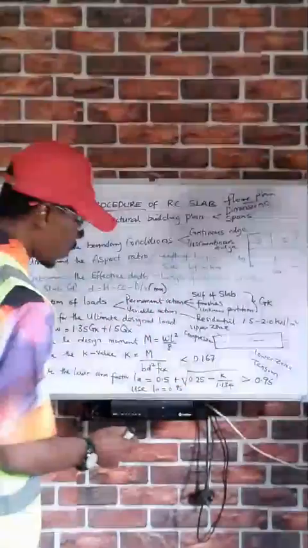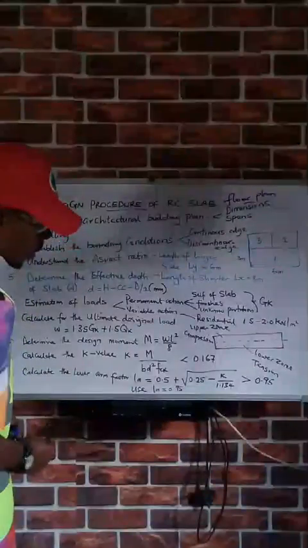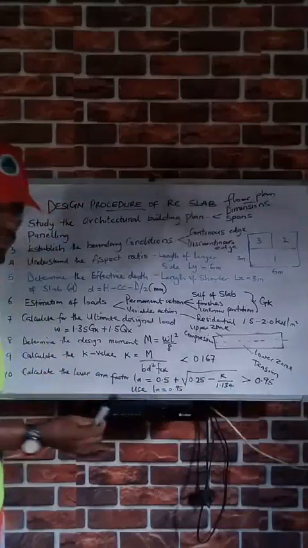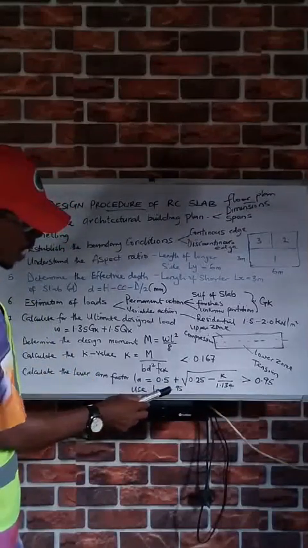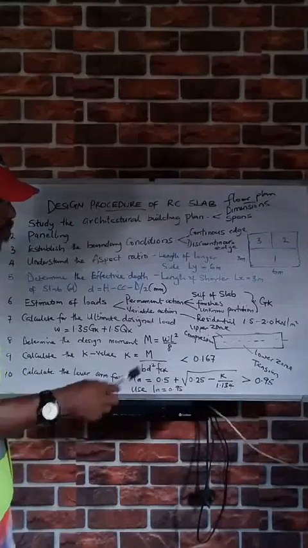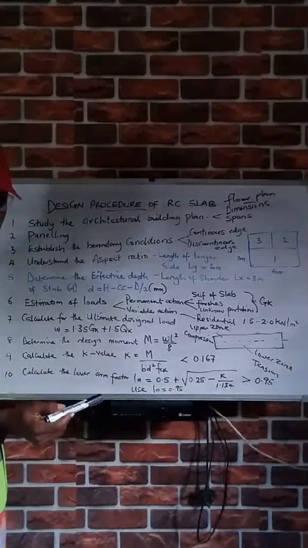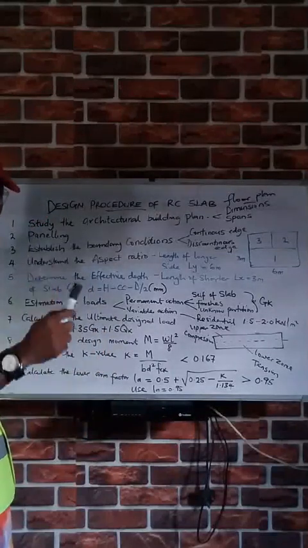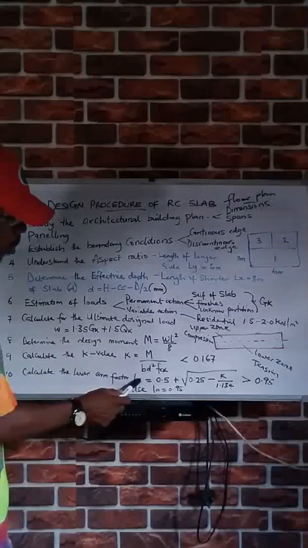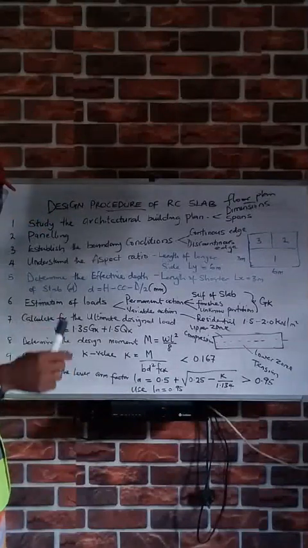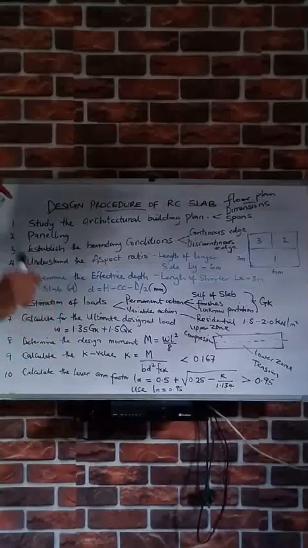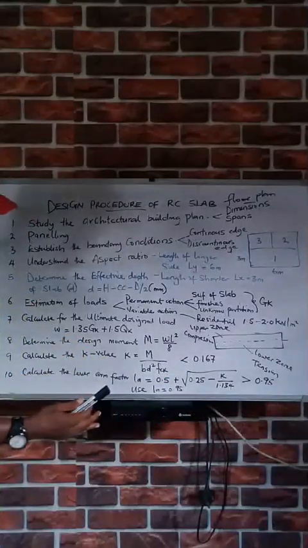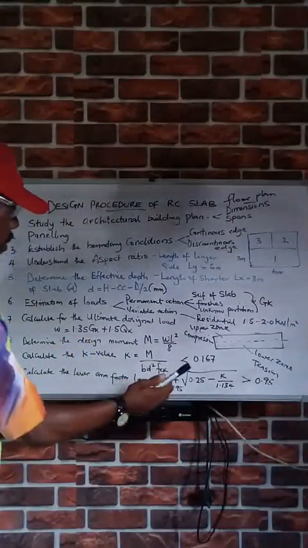Once you calculate your LA and it's greater than 0.95, the code says you should use LA as 0.95. That is, if you've calculated and you got 0.96, you don't use 0.96 for your LA, you use 0.95. But if you calculated your lever arm factor and got 0.94, you use that 0.94 as it is, because it's less than 0.95. So that is what is being provided.